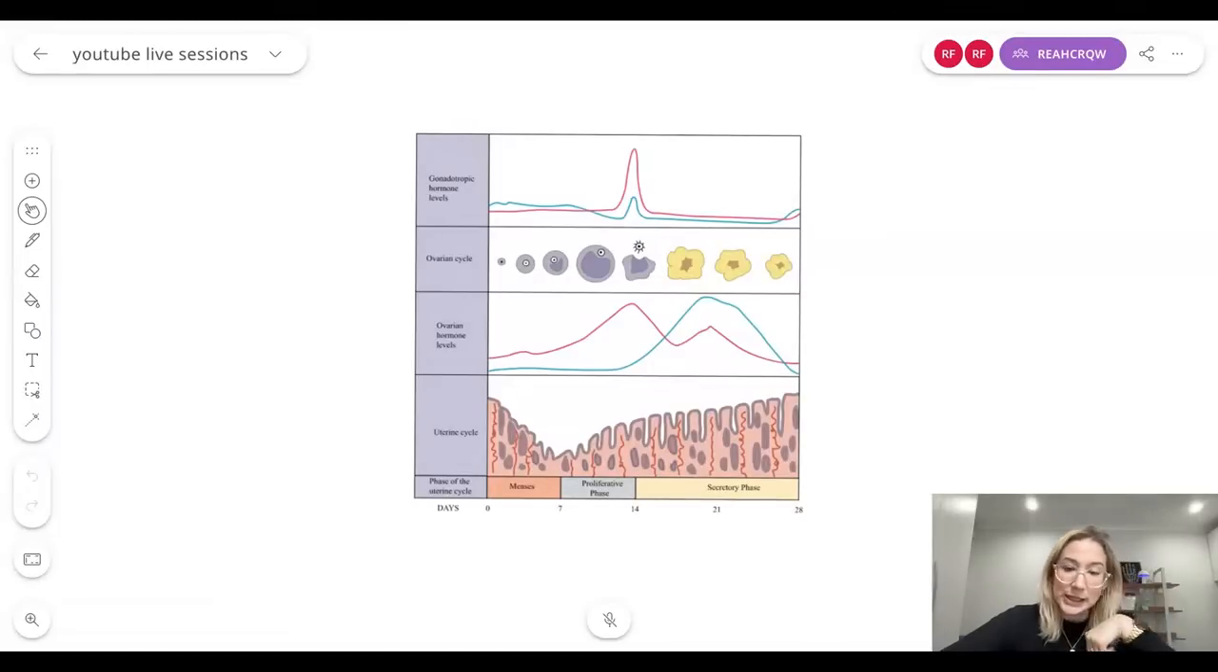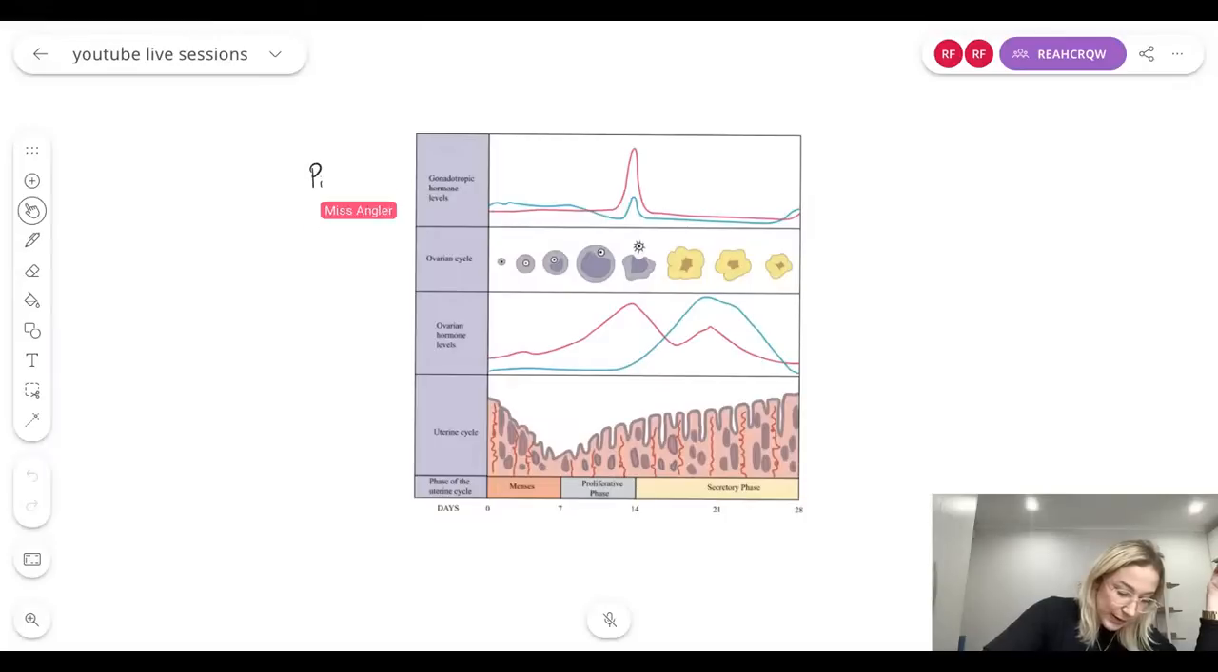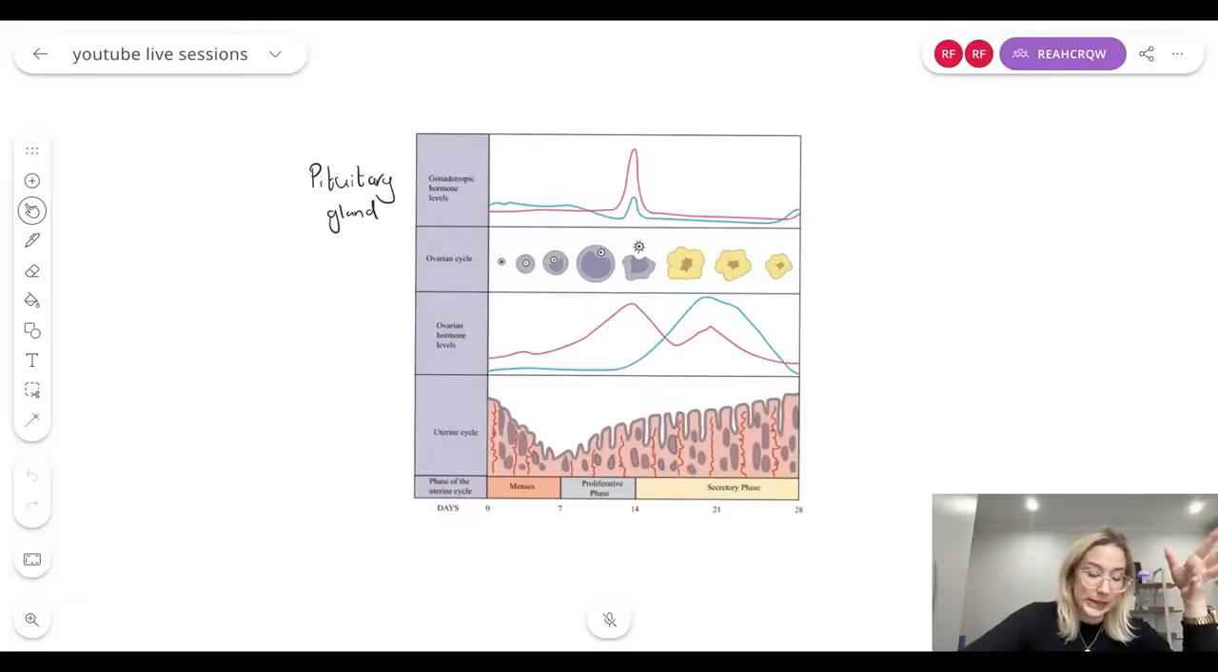So this particular graph has four things happening. First of all, it has all of the hormones that are coming from the pituitary gland, which is this one up here. In other words, these are the hormones that are secreted by the pituitary gland. This over here is what is happening inside the ovary. In other words, what's happening to the follicle over time.